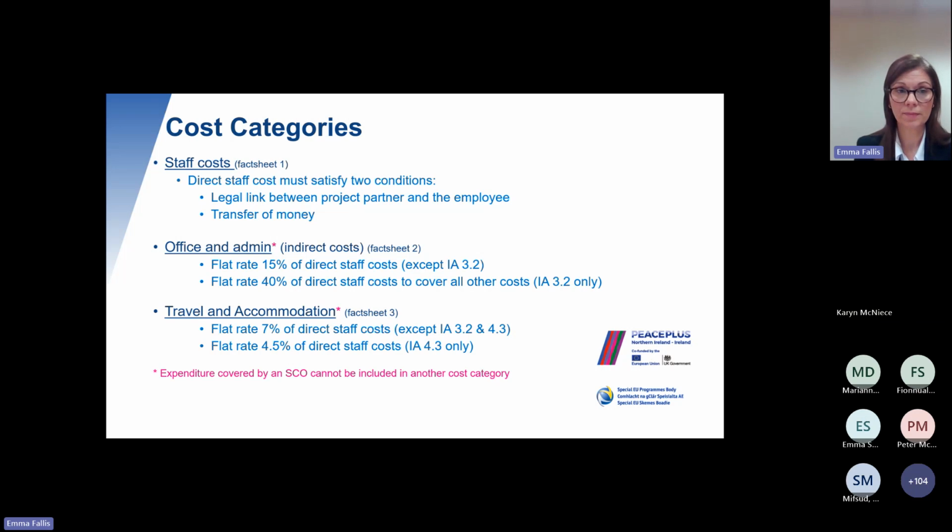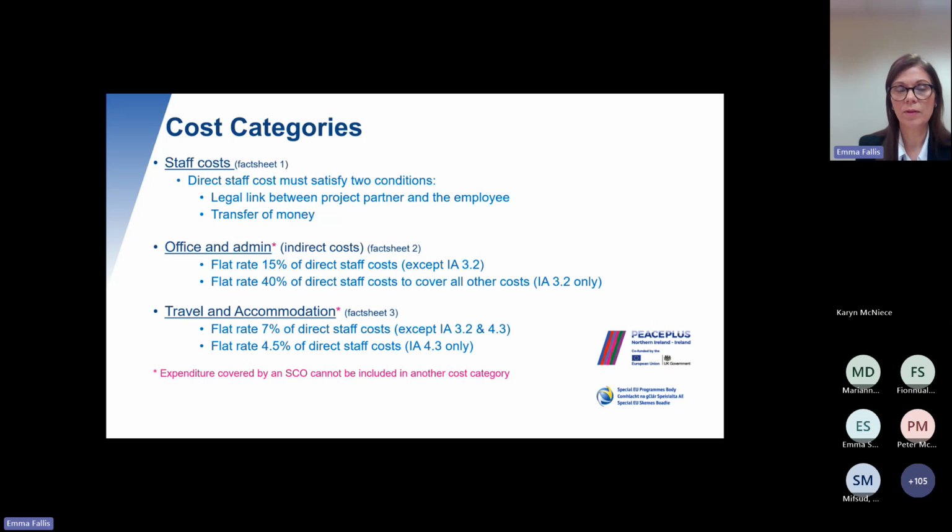staff costs. And one of the things to note is that if a project does employ agency staff, those staff costs aren't considered eligible under the staff cost category, because the legal link isn't actually between the employer and the employee. It is between the recruitment agency and the member of staff. And also the transfer of monies doesn't go directly from the project to the member of staff. It is going via the recruitment agency.